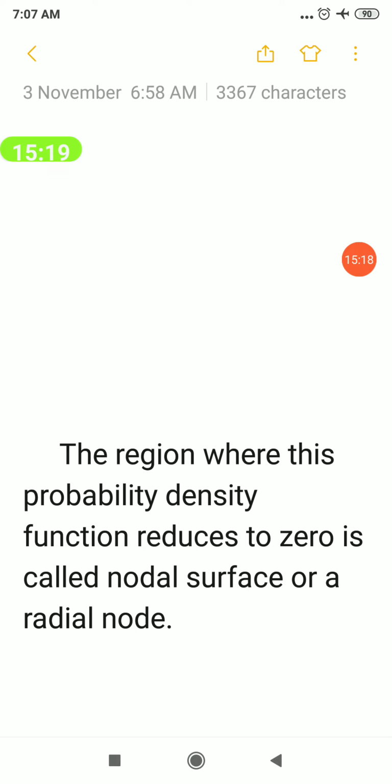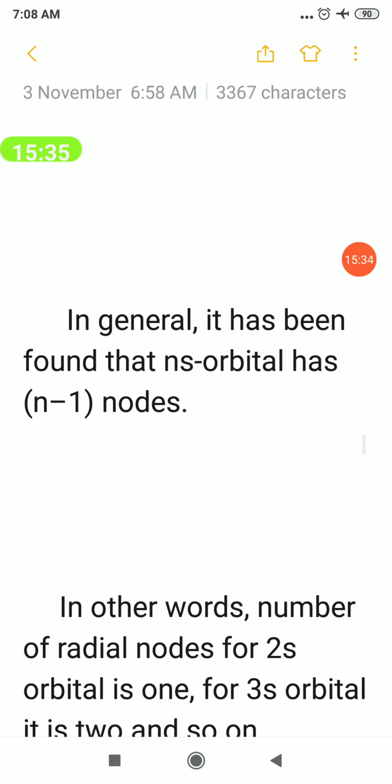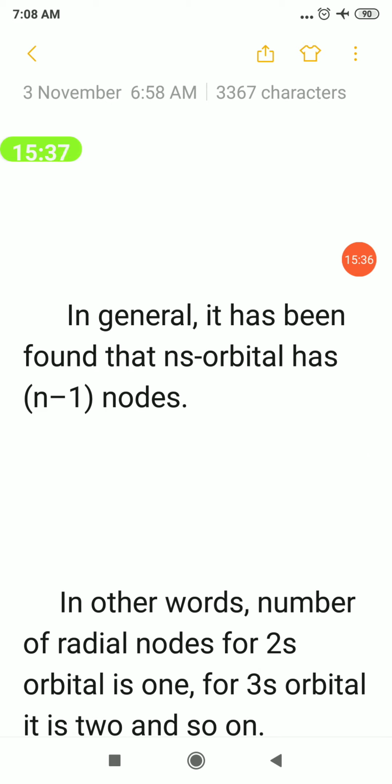Already I told you, the place where the probability of finding the electron is 0 is called a node, nodal surface, or also a radial node, because we are studying the radial distribution function. So it is called a radial node. Okay, then how to find the number of nodes? There is a general equation.